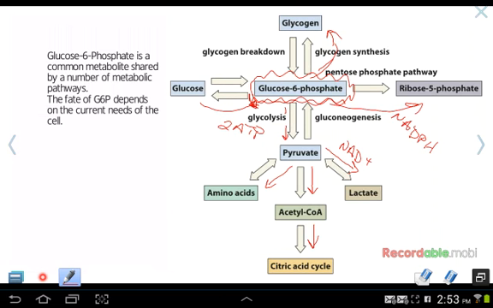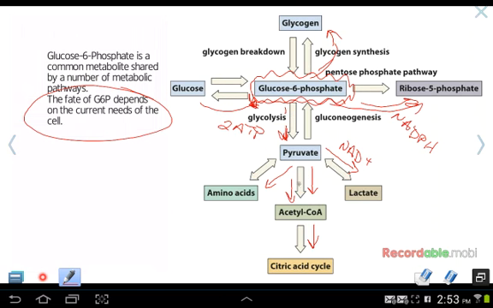Alright, so the fate of glucose 6-phosphate really depends on the current needs of the cell. Right? So if the cell is undergoing DNA replication, maybe glucose 6-phosphate will be used through the pentose phosphate pathway, so we can make ribose, which is a precursor for nucleotide synthesis. If we need ATP, then we'll undergo glycolysis in order to make pyruvate and go through the citric acid cycle.